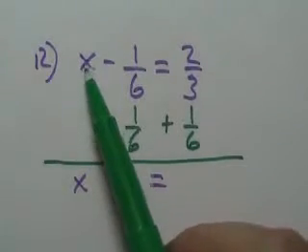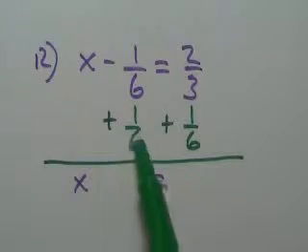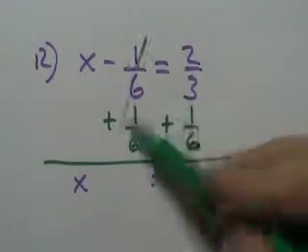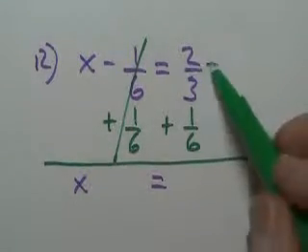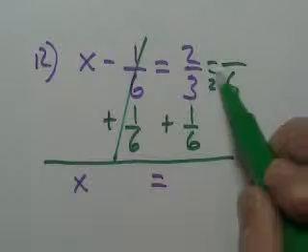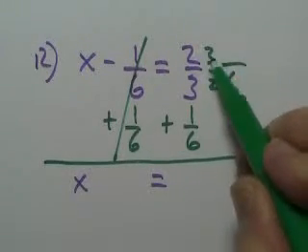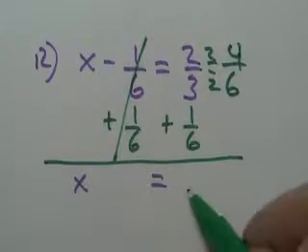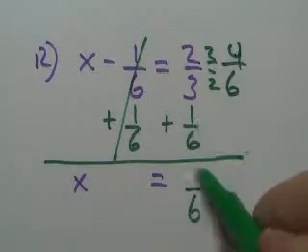Number 12, to get the variable alone, I'm going to add 1/6. So I add 1/6 to both sides. And that's gone. Leaves me with x equals. Common denominator is 6. 3 times 2 is 6. Use the same number. 2 times 2 is 4. So I can go ahead and add. I have 4. 4 and 1 makes 5.